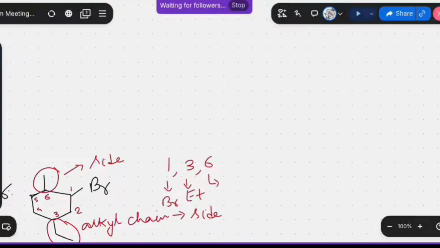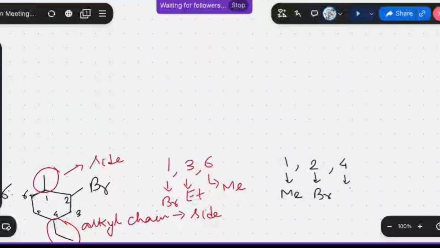And at the sixth position, we are having the Me, that means the methyl group. Then if we change the numbering, if we consider the numbering as start from the alkyl group, methyl group, 1, 2, 3, 4, 5, 6. Then at one position we are having the methyl group. At two position we are having the bromine atom. And at the fourth position we are having the ethyl group.